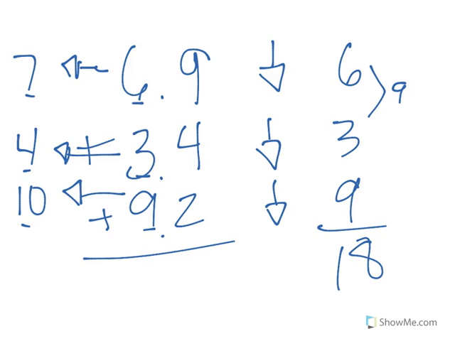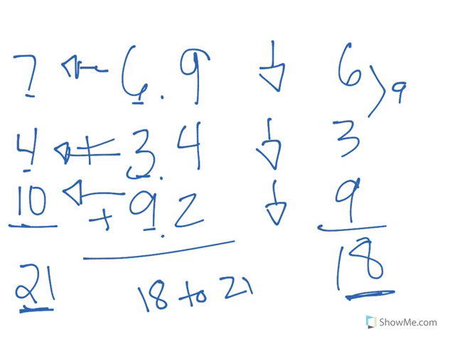So we're going to add all three of those together. 7 plus 4 is 11. 11 plus 10 is 21. So we know that the highest our answer can be is 21, and the lowest our answer could be is 18. So we know the real answer has to fall in between those. Our range would be from 18 to 21.